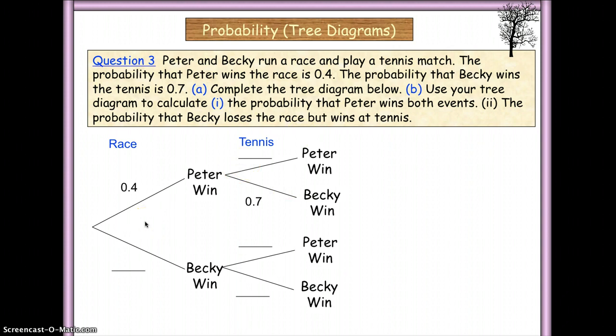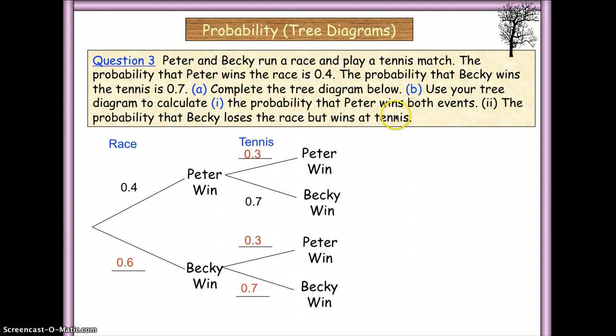Okay, so let's complete the tree diagram. So here you go. 0.4 plus 0.6 is 1. That's 100%. 0.7 plus 0.3 is 1. And this has the same probability over here. Okay, so we already completed the tree diagram.